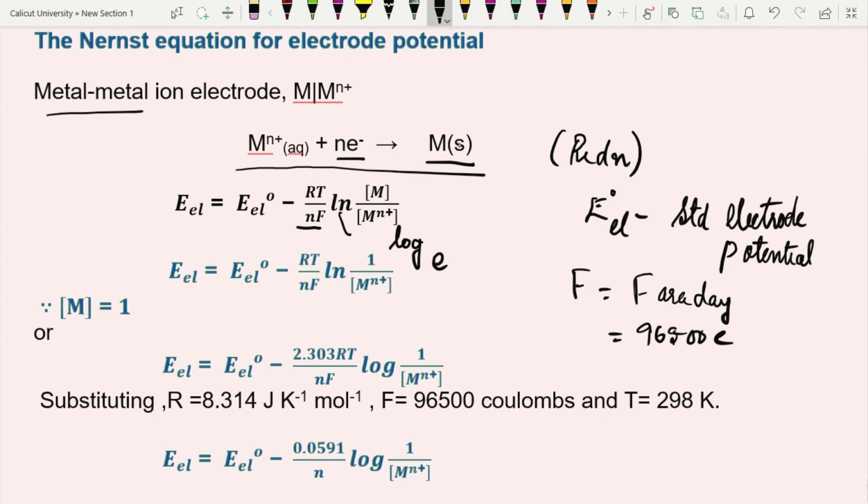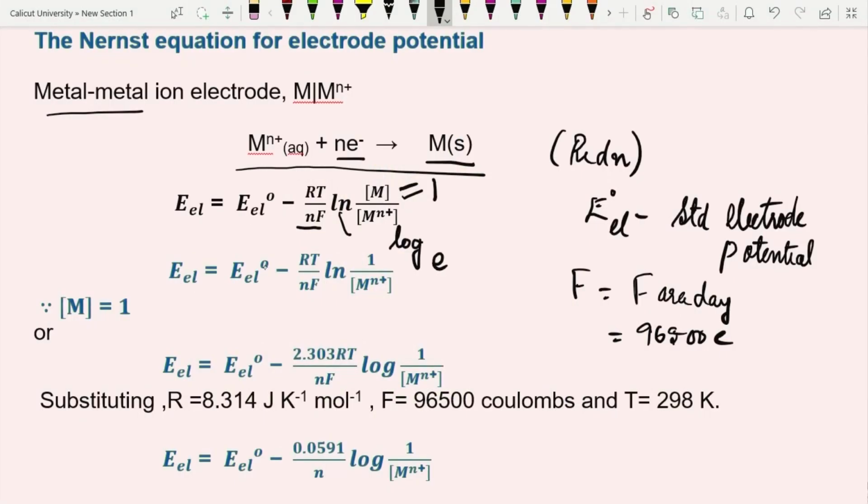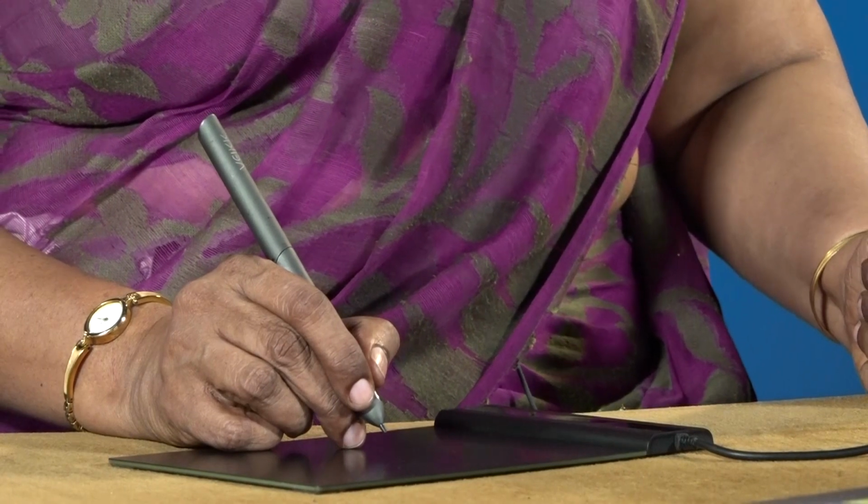Okay. Now, you have written M in square brackets, which shows that it is the molar concentration of M, which in this case is the metal. Then Mn+, again written in square brackets, shows that it is the molar concentration of the metal ion Mn+. Now, since the metal is in the pure form, you can take its molar concentration to be 1, unity. So, the equation takes the form E of electrode is equal to E naught of electrode minus RT by nF ln of 1 by the molar concentration of Mn+ alone.